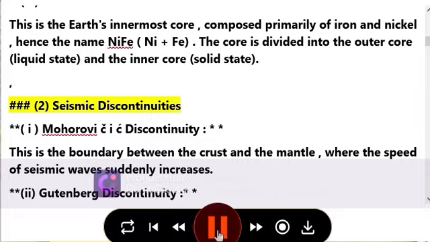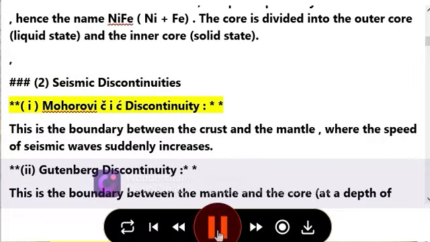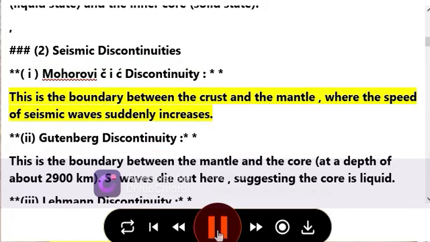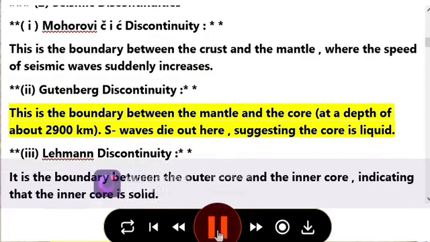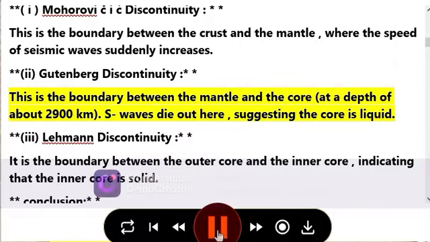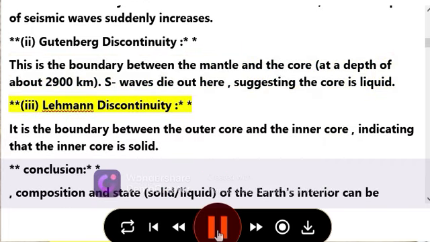Three seismic discontinuities. 1. Mohorovičić discontinuity. This is the boundary between the crust and the mantle, where the speed of seismic waves suddenly increases. 2. Gutenberg discontinuity. This is the boundary between the mantle and the core at a depth of about 2,900 kilometers. S waves die out here, suggesting the core is liquid.